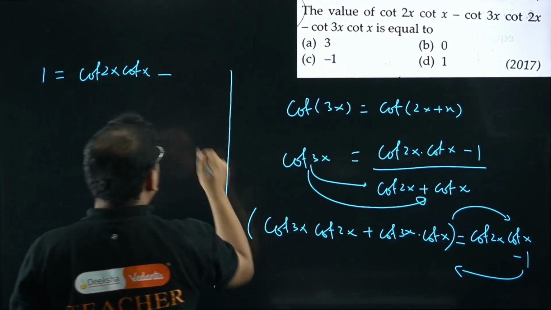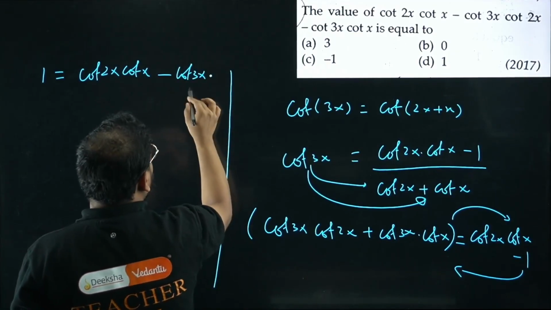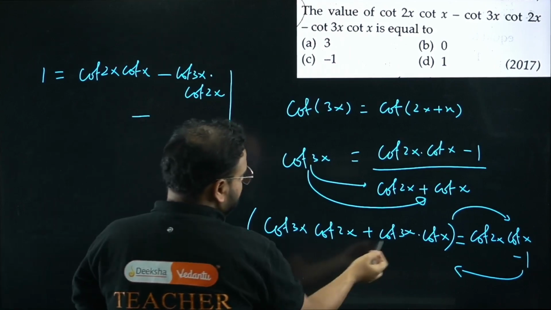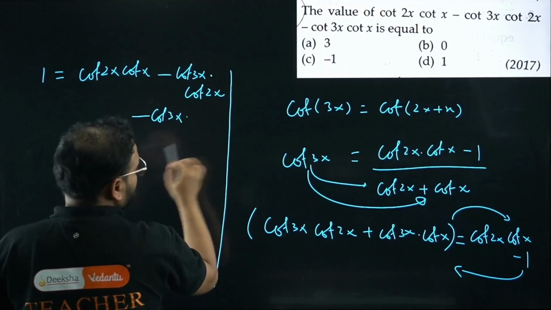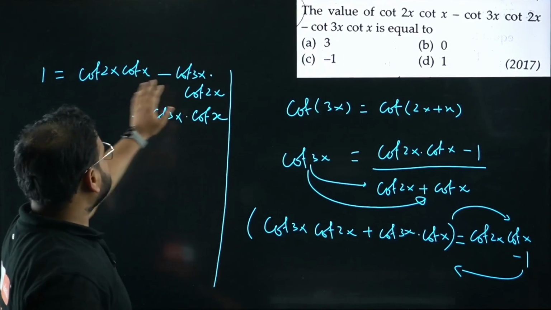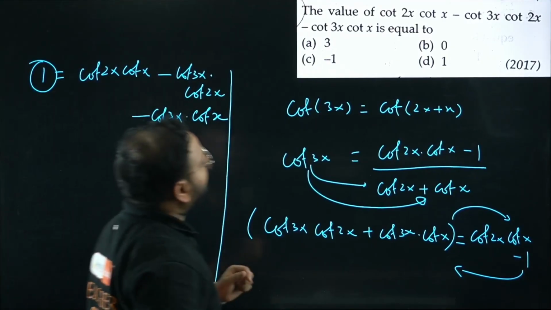For this part, cot 3x into cot 2x. One more part is there, minus this part, cot 3x into cot x. Okay, so I get this minus this equals 1. The answer is, sir, 1. Option D is correct.